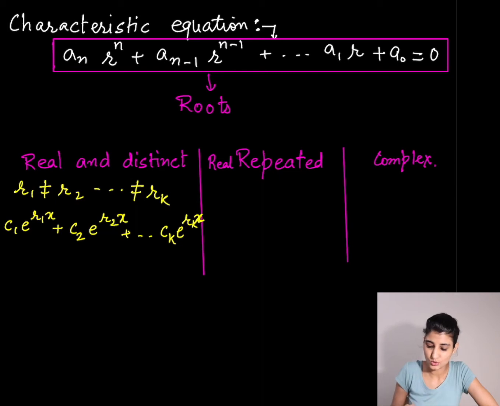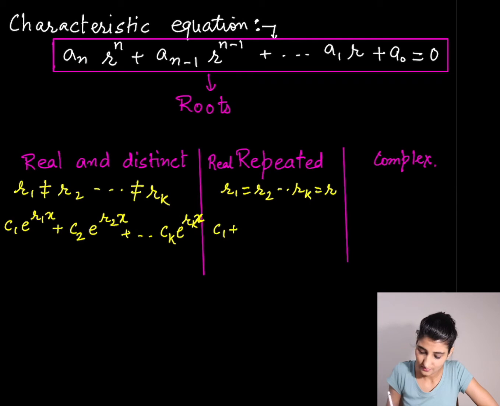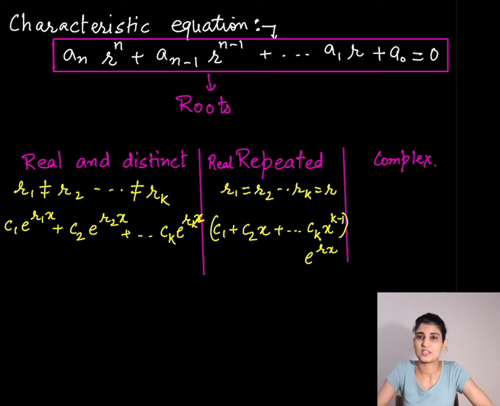Corresponding to these k roots, this is going to be a complementary solution. Similarly, suppose you have r1, r2, up to rk repeated roots, then what you are going to do is, it's c1 plus c2x, up to and so on, ck x power k minus 1, e power rx multiplied with it. This is the corresponding part of the complementary function.